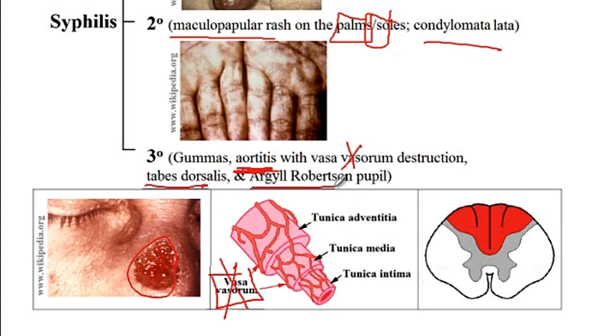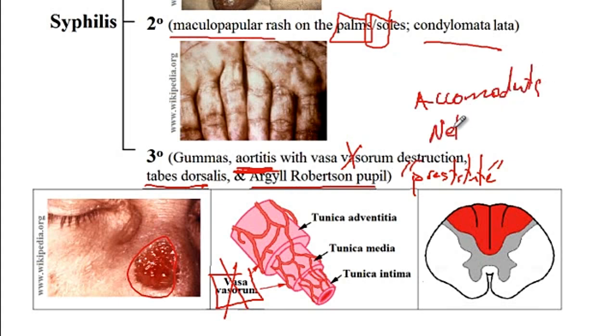And finally, Argyll-Robertson pupil, also known as prostitute's pupil, because they accommodate but do not react to light. So for the fact that they accommodate but do not react, the name prostitute's pupil has been given to it. So it accommodates but does not react to light.